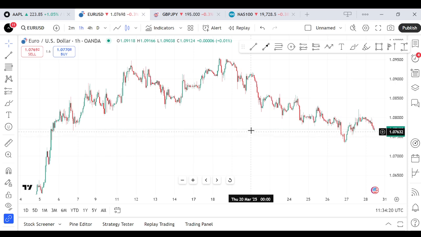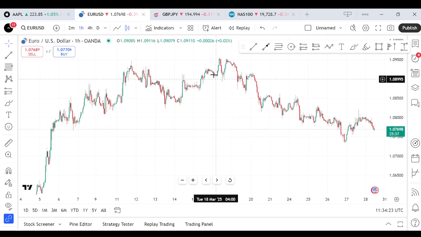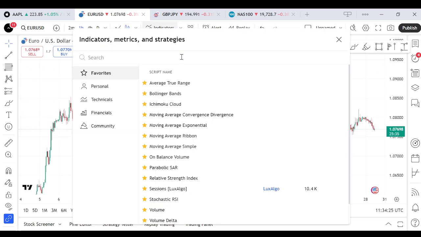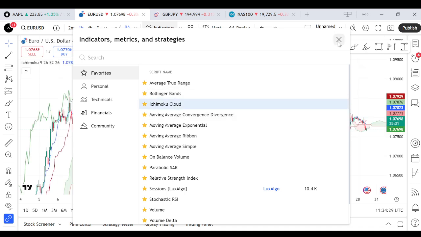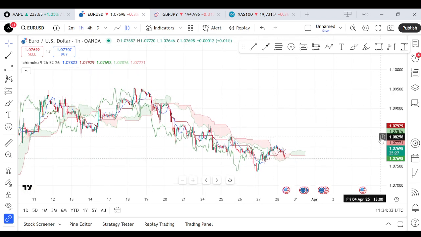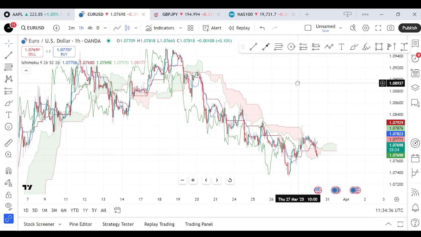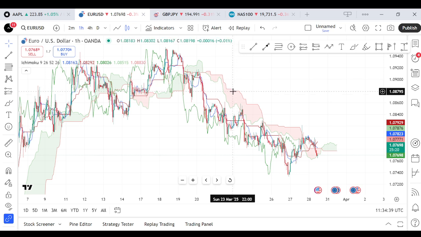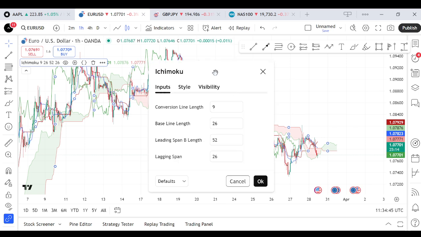So first of all, let's define the Ichimoku Cloud. But before that, I'm just going to add it to our chart. Ichimoku Cloud. This is the TradingView platform and we are on the 1 hour time frame. So let me just explain the Ichimoku Cloud indicator. It consists of 5 components that work together to provide a complete market picture. And these components include the Kumo.